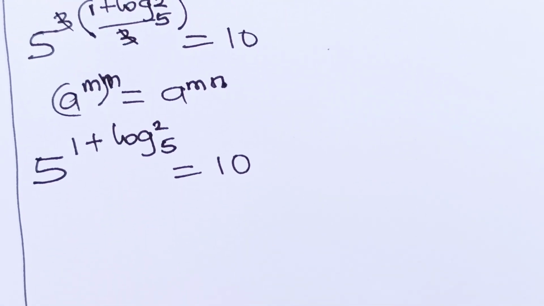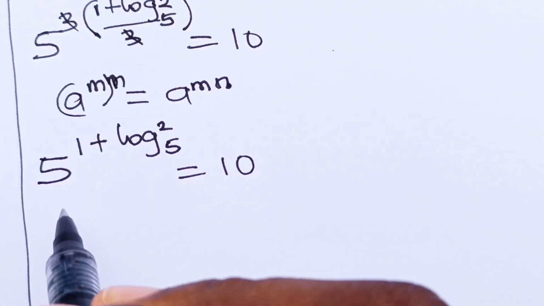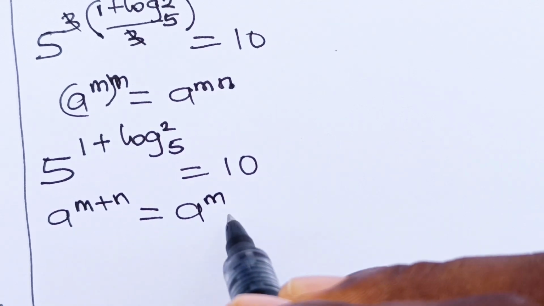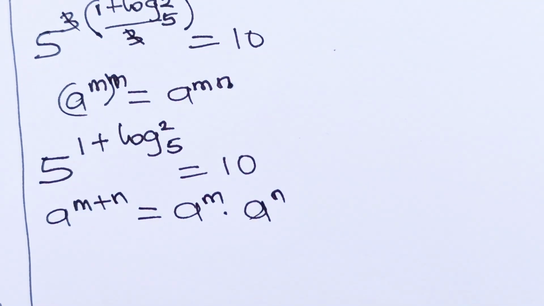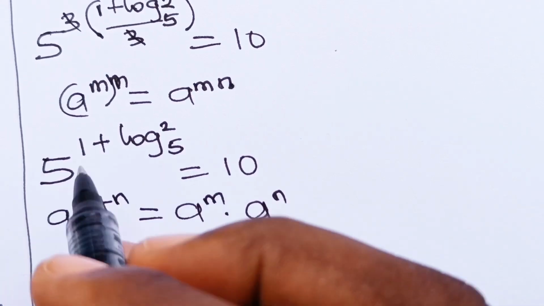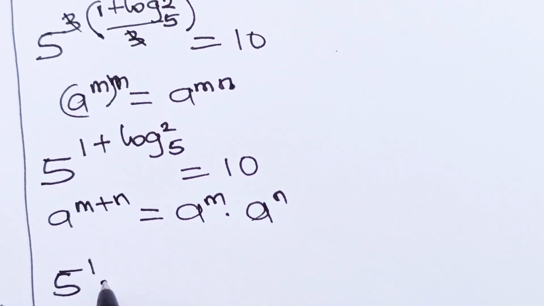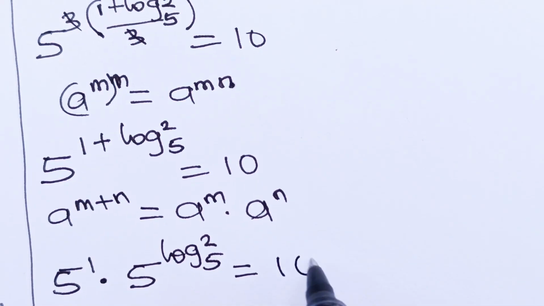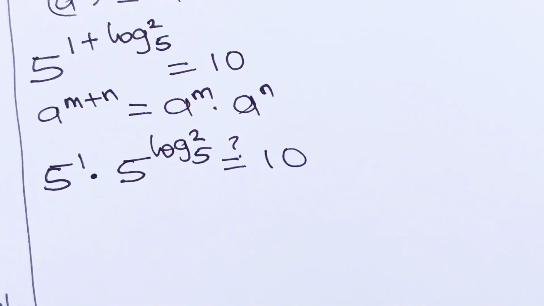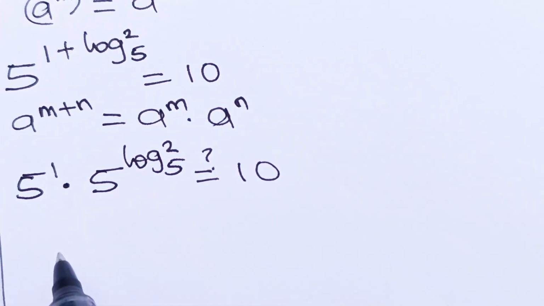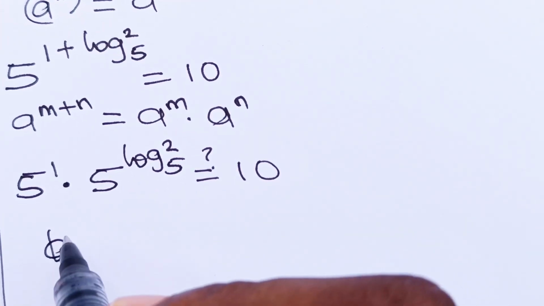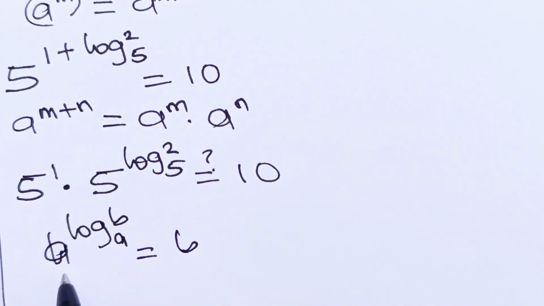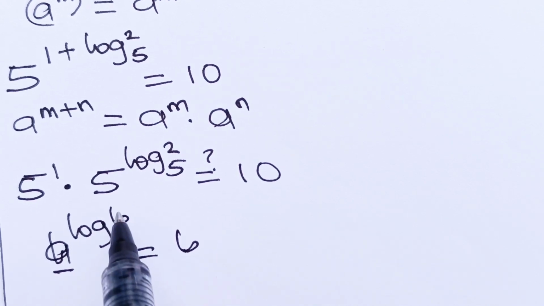So we are going to apply another law of indices that states that a to the power of m plus n is equal to a to the power of m multiplied by a to the power of n. So this is the same thing as 5 to the power of 1 multiplied by 5 to the power of log 2 base 5 is equal to 10. Now let's apply another law that states that a to the power of log b base a is equal to b.